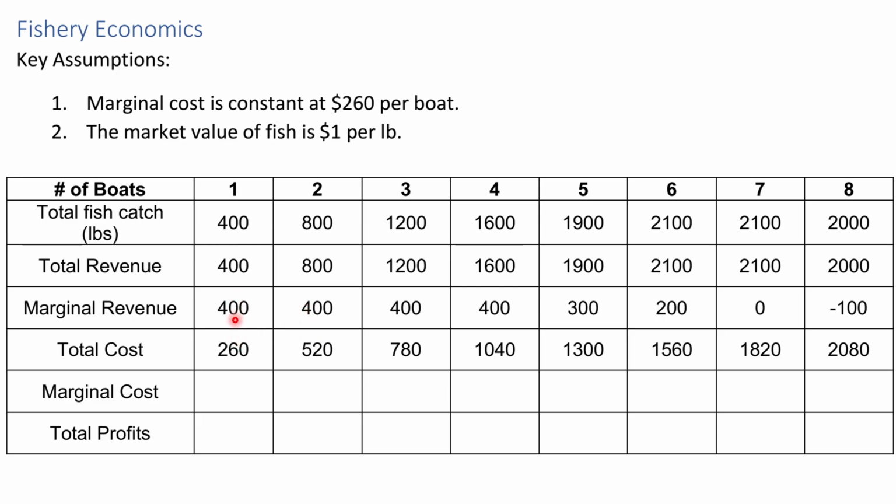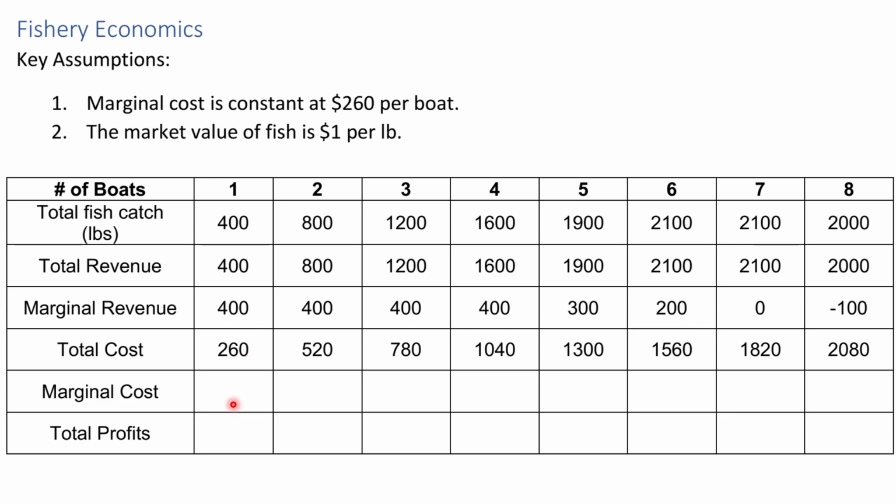Oh, by the way, coming back to marginal revenue, what you can see here clearly is that from the first boat to the 4th boat, we have constant return. When we get 5, 6, and 7, we have a diminishing return. And then the 8th boat, we have absolutely diminishing return.